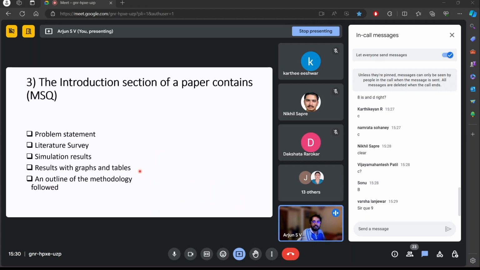Question number 3: the introduction section of a paper contains the problem statement, literature survey, and the outline of the methodology followed.